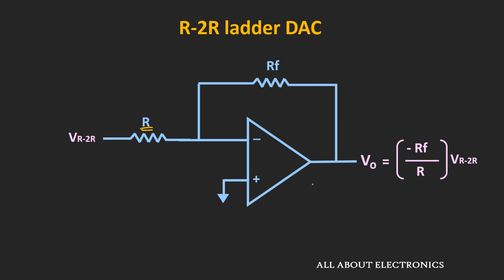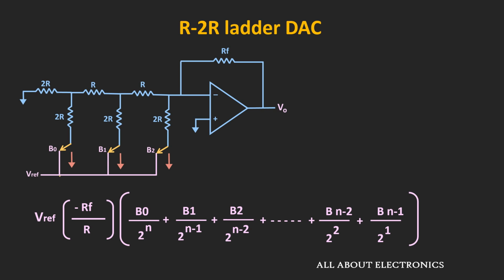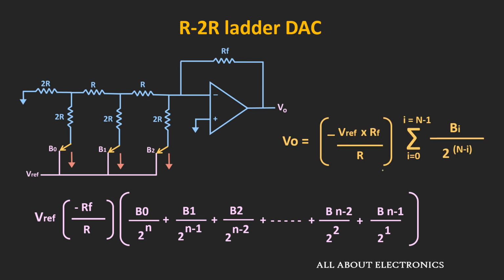So if you see over here, the op-amp is configured in the inverting configuration. And for the inverting configuration, the output voltage V out will be equal to minus RF by R times this voltage. So in general, for the n-bit ladder network with op-amp, the output voltage can be expressed by this expression. And if we further simplify it, then it can be expressed by this expression, that is minus V reference times RF divided by R with summation of 0 to n minus 1 Bi divided by 2 to the power n minus i.